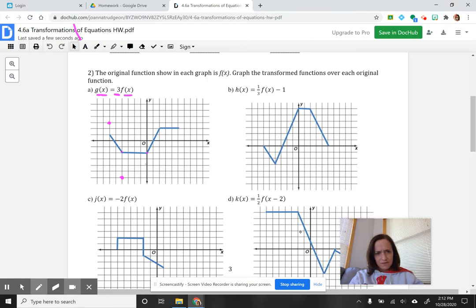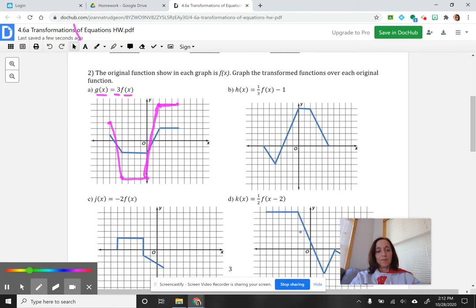I guess I can't count right there. This one's 2 away, so now it's going to be 6 away. 2, 3, 4, 5, 6. This one as well. You can connect your dots. That's a really terrible line, and that's what it looks like. Hopefully yours looks a little better than that. But that's basically a vertical stretch of 3.